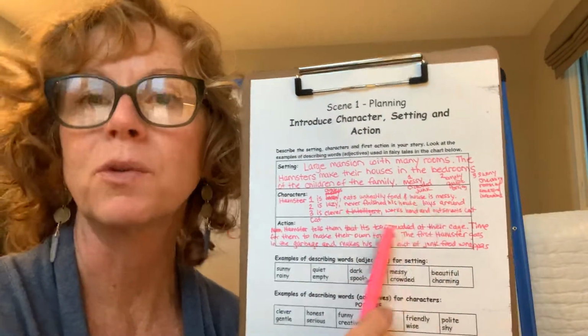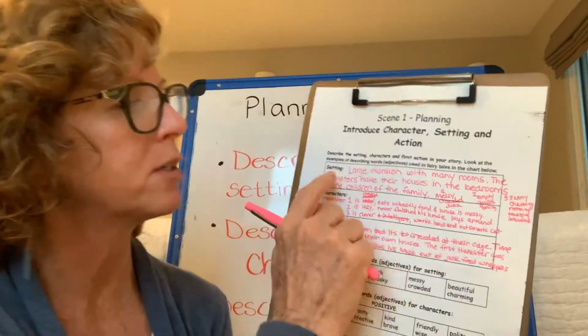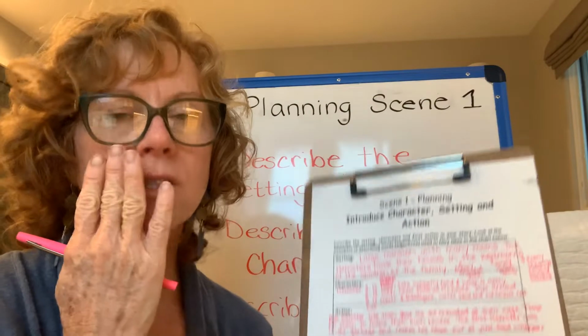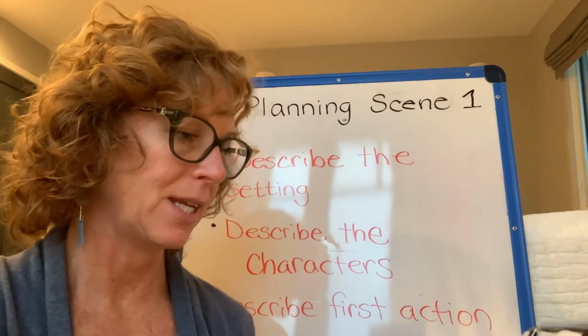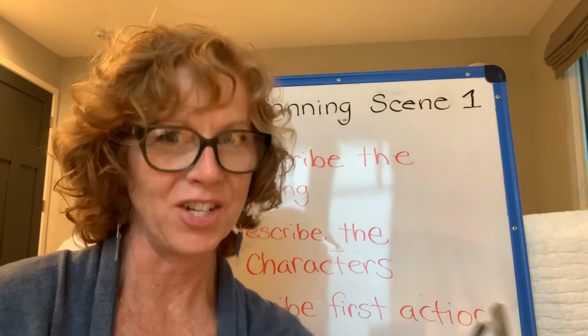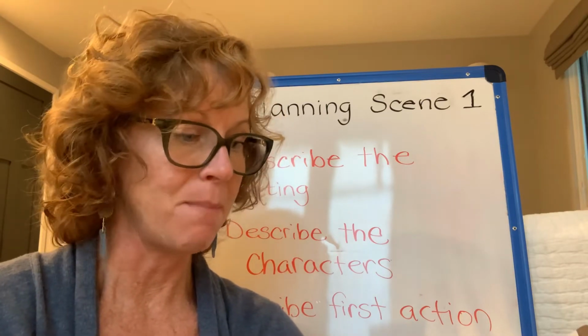I'll share with you my description of setting, character, and action so you can have an example, and maybe this will inspire you to use lots of describing words. Instead of it being an ordinary house, I decided it was going to be a large, fancy mansion with many rooms. The hamsters make their houses in the bedrooms of the 3 children who live there.